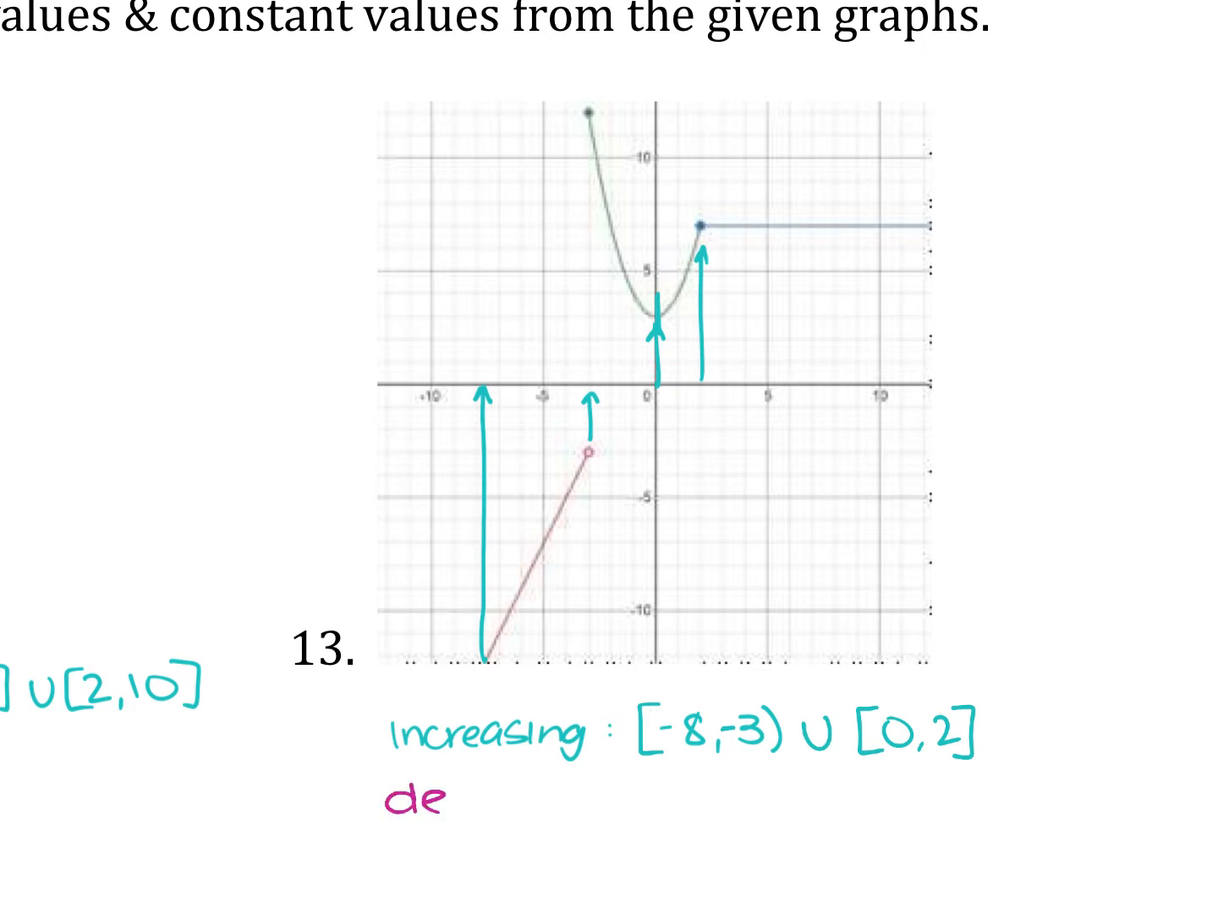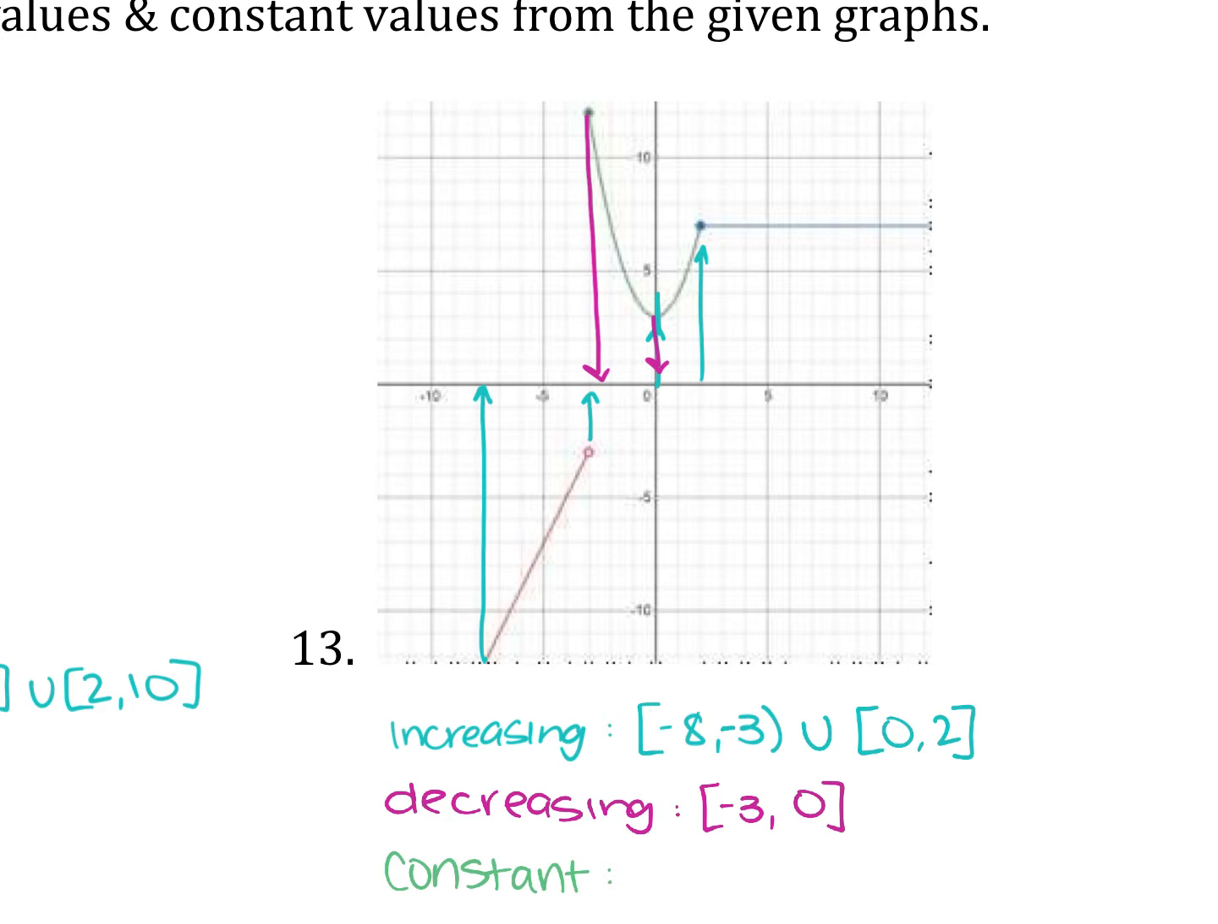For your decreasing, it goes down from here to here. So that's from negative 3, including the negative 3, to 0, including the 0. And that's it. Lastly, you have your constant, which is from this point here to this point here. So that's from 2, including the 2, to positive 12, including the 12.